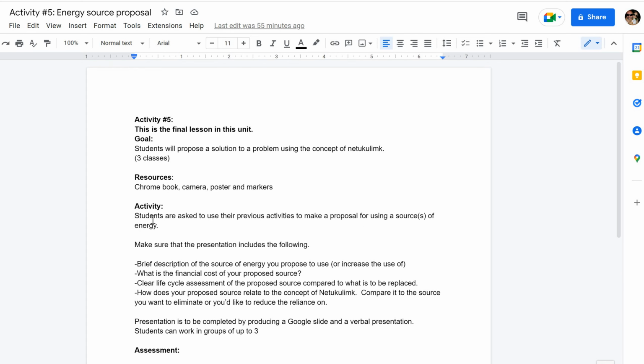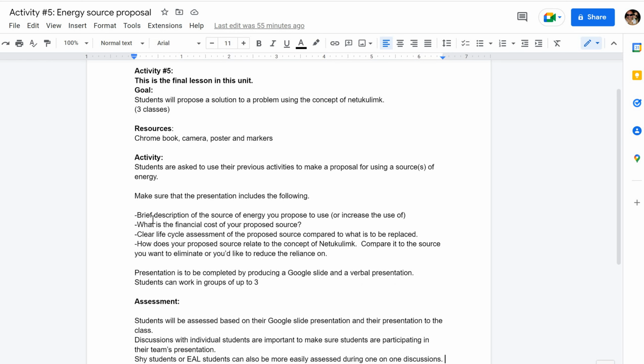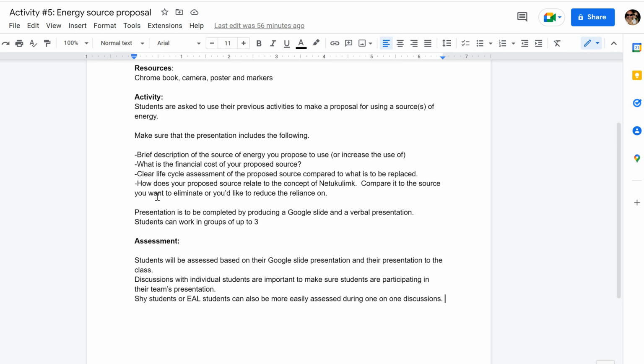And finally, the main project is a multiple class project. I usually use about 3 classes for those projects, and students are to create a proposal for what is the best source of energy to replace fossil fuels, or sources of energy, if they have multiple sources of energy that they would like to propose.